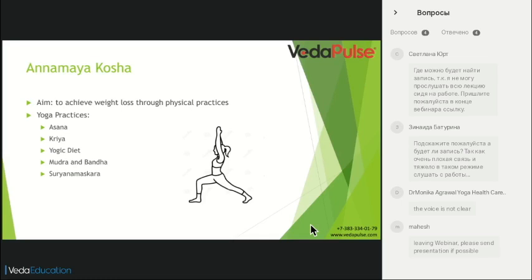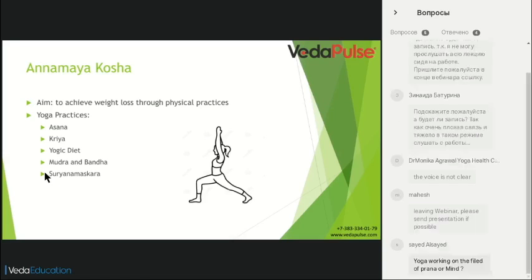So these practices basically increase the metabolic activity in the body and thereby help in reducing weight. Такие техники помогают ускорить метаболические активности в теле и снизить вес. And then we have a very famous practice of Surya Namaskara, which again is a dynamic practice and helps in reducing weight. Также у нас есть известная практика Сурья Намаскара, которая тоже достаточно динамичная и помогает снизить вес.